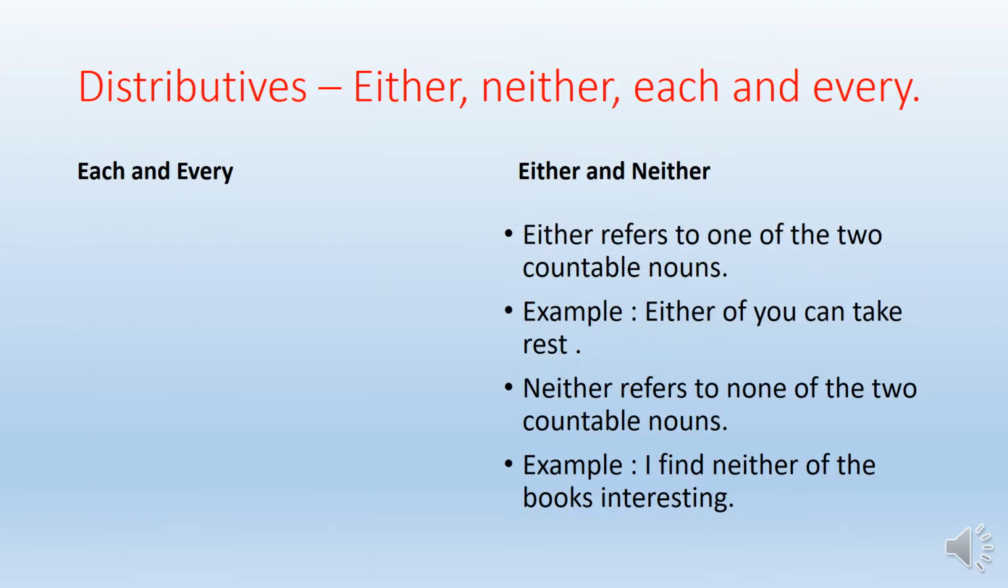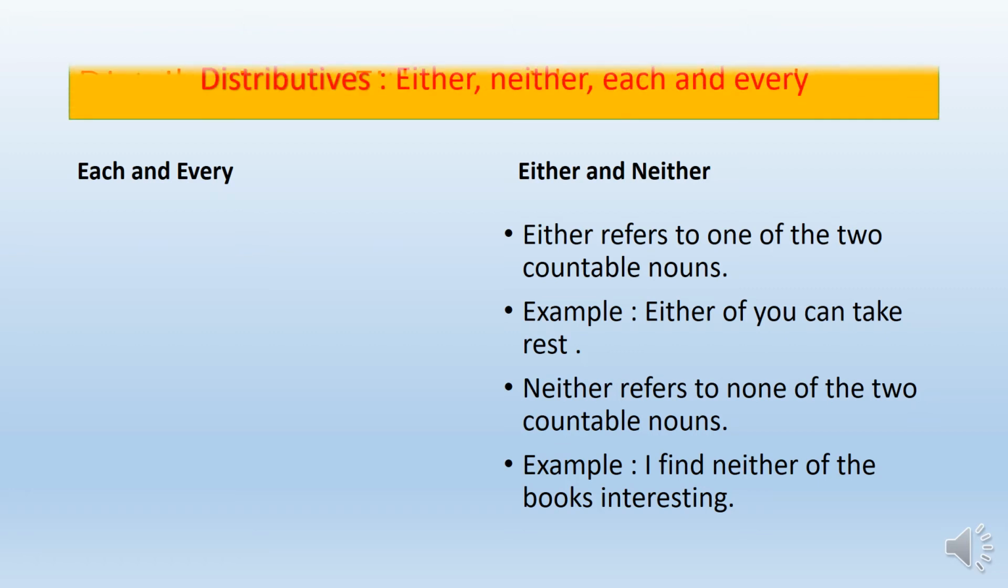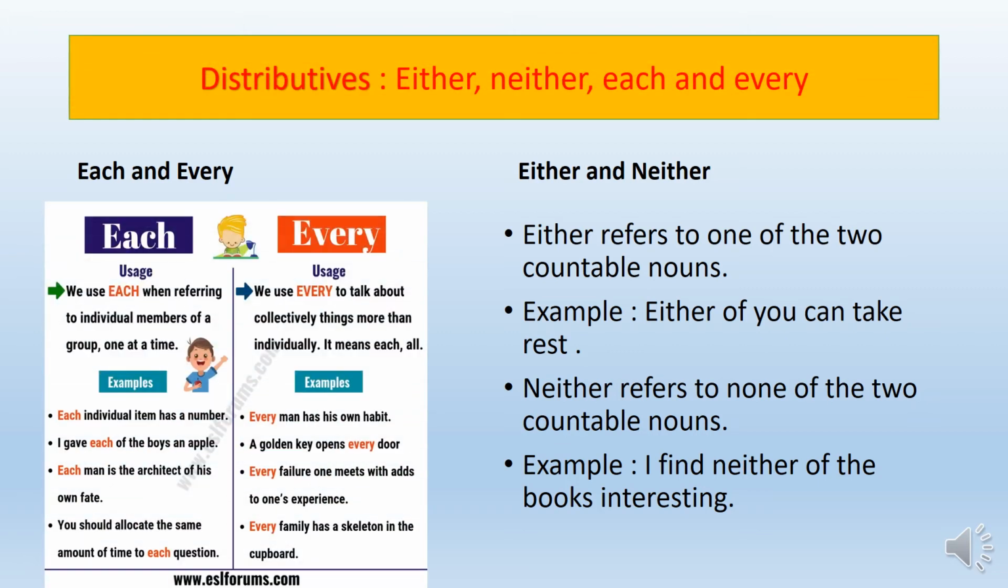So let's move on to the next determiner, that is distributives. Distributives are either, neither, each and every. Let's begin with each and every. Each refers to an individual member of a group. That means we have to consider each one at a time. From so many people, one person will be each. Each individual item is considered, from many items. I gave each of the boys an apple. Each man is the architect of his own fate.